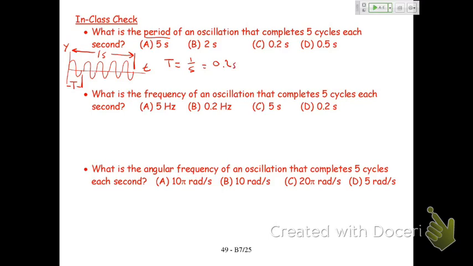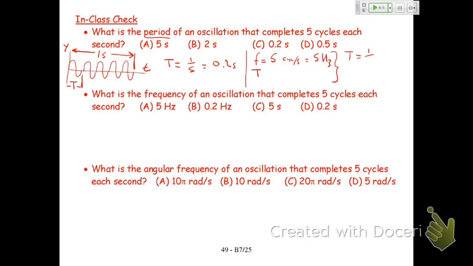And that's me, the visual thinker, working. That's because I like to visualize. And the other way you can do this is you can say, okay, 5 cycles each second. That means my frequency is 5 cycles per second, which equals 5 hertz. And I want to know the period. Oh!